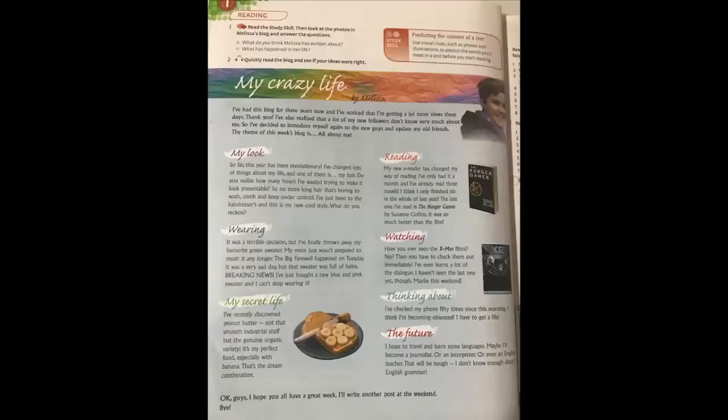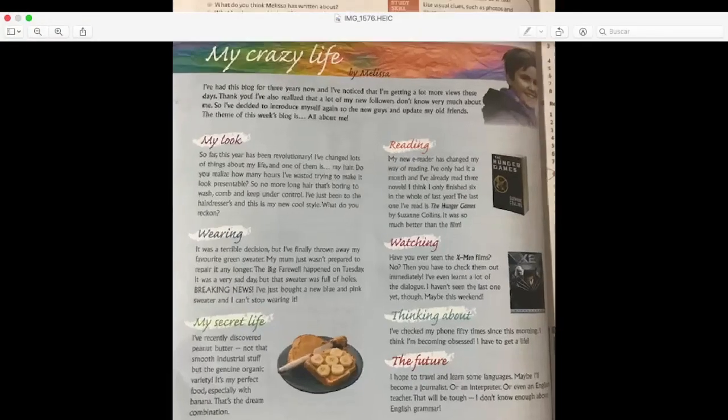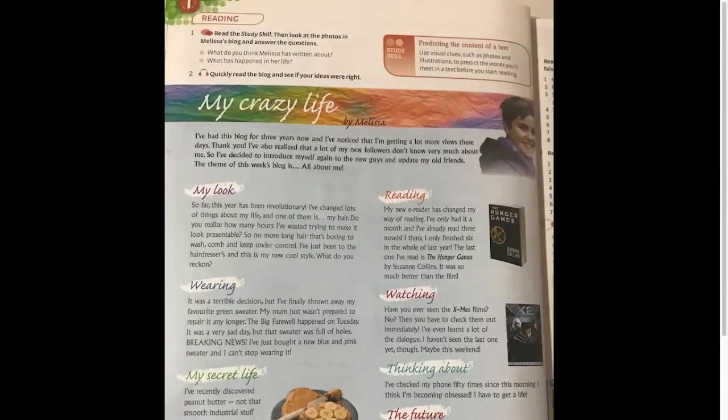Have a look at page 12, open your books at page 12. Look at exercise 1. Exercise 1, we have a reading. You have to read the study skill. This is the study skill on your right, predicting the content of a text.